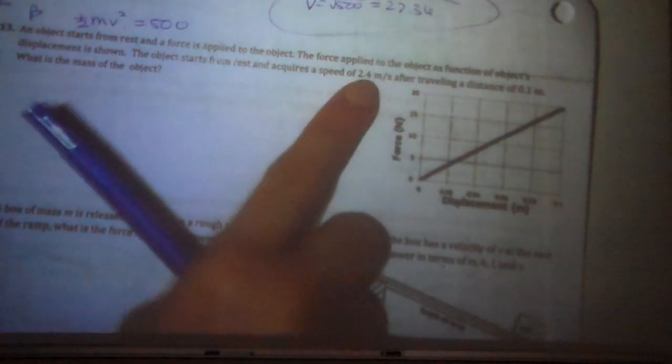Number 13 starts from rest. A force is applied. The force is a function of the displacement, and the final speed is this at the end of the 0.1 meters. What's the mass? This is a force-distance graph, so almost surely I should find the area, which represents the work. So my area is just going to be the work. This is a triangle, so base times height over 2, so that's 0.1 times height of 20 over 2, so that just gives me 1. So the work done is 1 joule.